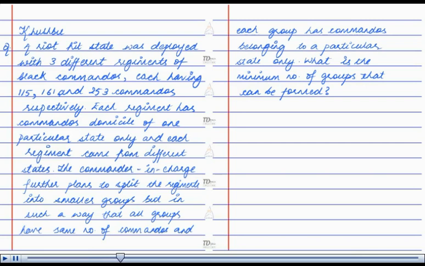The commander in charge further plans to split the regiments into smaller groups, but in such a way that all groups have same number of commandos and each group has commandos belonging to a particular state only. What is the minimum number of groups that can be formed?